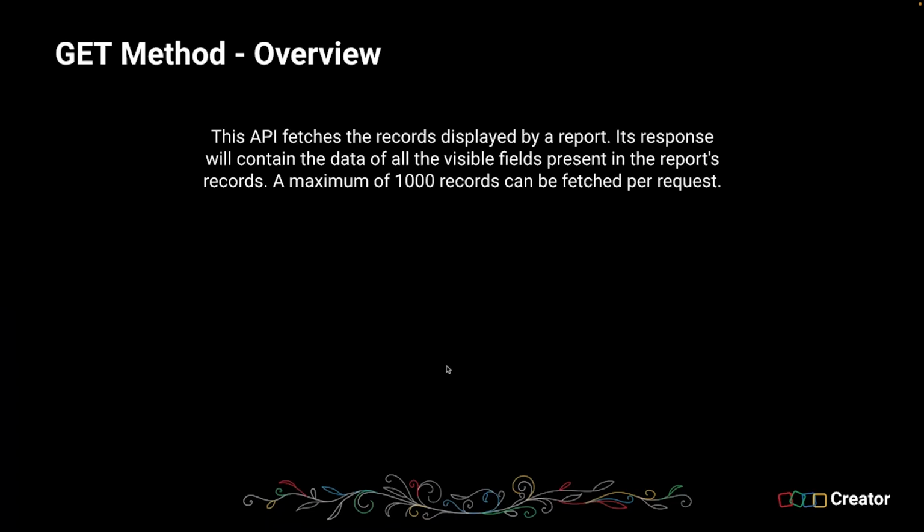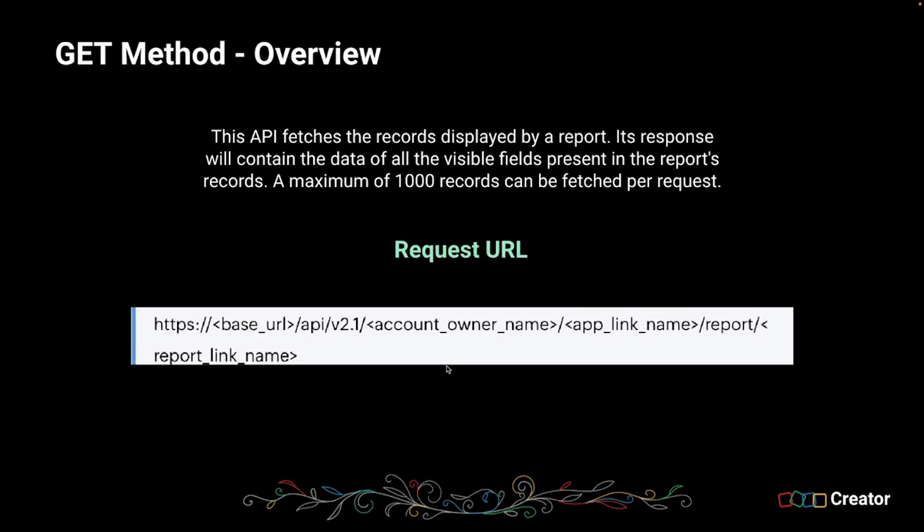So get is a method. Using this API method, you can fetch the records displayed by a report. Its response will contain all the data or all the fields that are present in a certain report. A maximum of 1,000 records can be fetched per request.